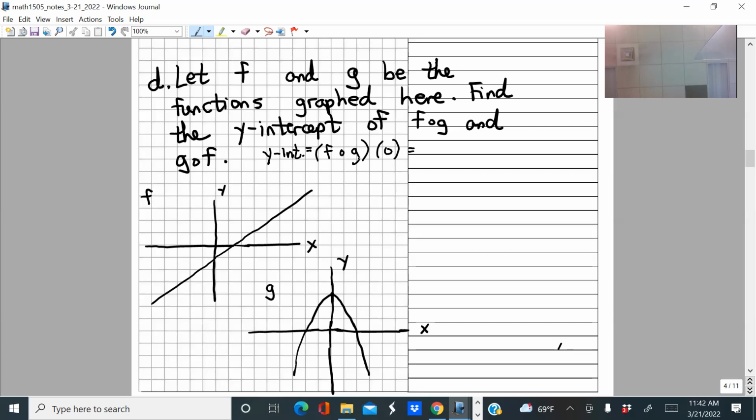But just remind yourself, what does F compose G mean? That means F of G of 0. So when you're doing composition, like I've said now five times in a row, always remind yourself of what composition means. F compose G means F of G. Now, what's G of 0? Do I know what G of 0 is?